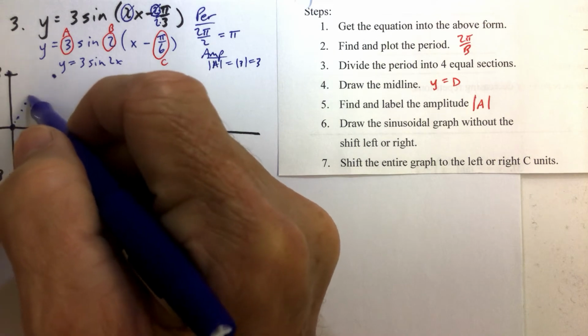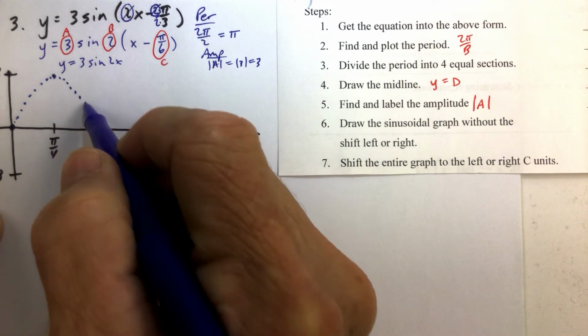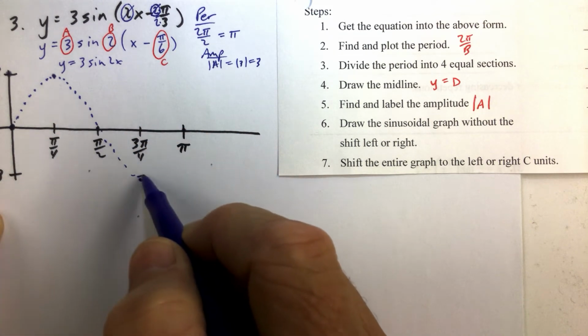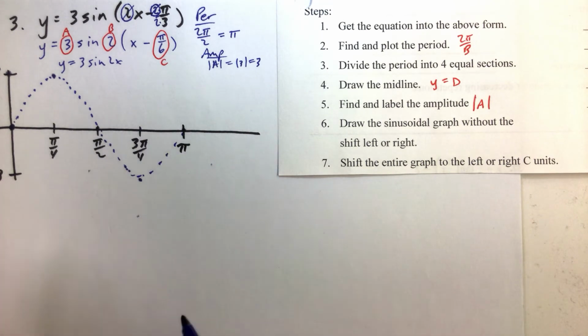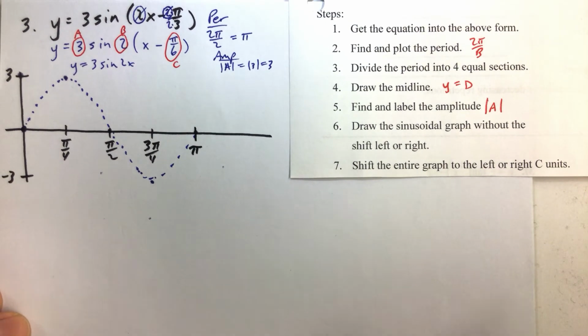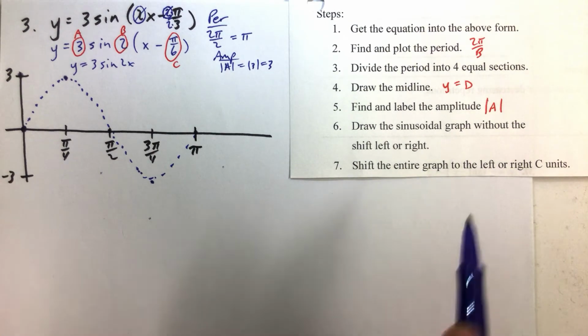So this is the graph without the shift. That's all you've got to remember, is just do the graph without the shift. Do it dotted, so then there's no confusion as to what your actual final graph actually is. Now we're going to shift the graph to the left or right C units.